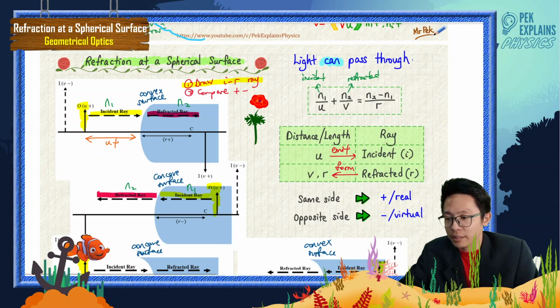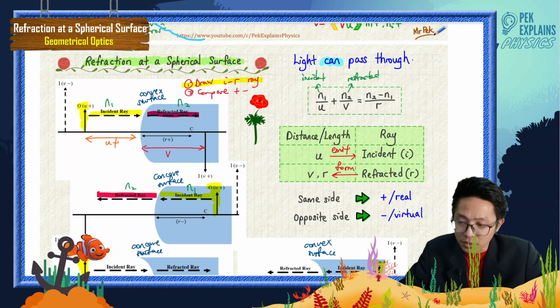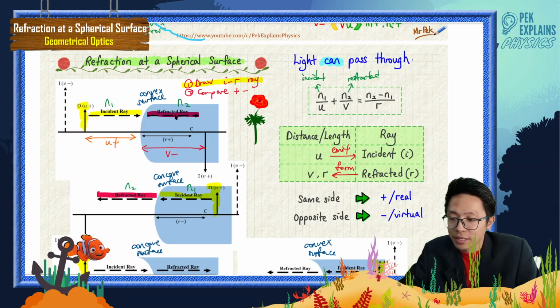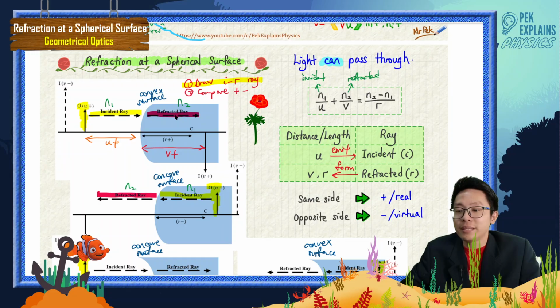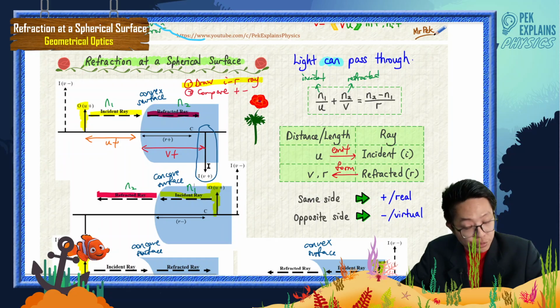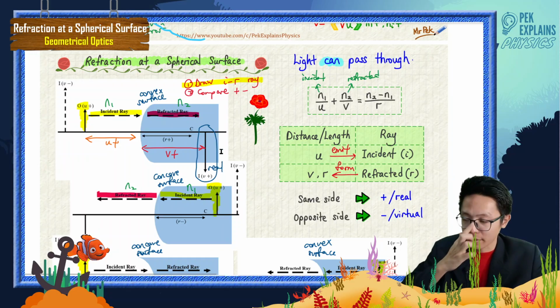Where is the image distance? The image distance is over this side, isn't it? This is the V. This V is on the same side as the refracted ray. V compared with the refracted ray is the same side, so it is positive. That means this is a real image. If I put a screen over here, the light can fall onto the screen and form a real image. Understand or not? Okay.